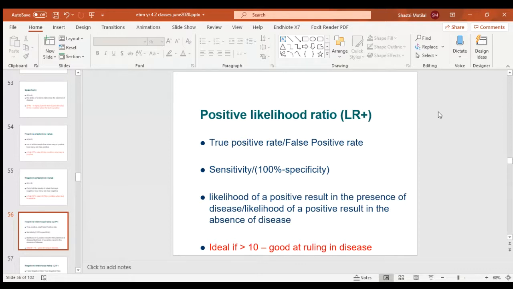Now, we might wonder why they pick 10. It's an arbitrary pick. Some people might say more than 5 is moderate, more than 10 is really good, more than 20 is excellent. So it's definitely not set in stone. But the idea is the bigger the ratio, the better.